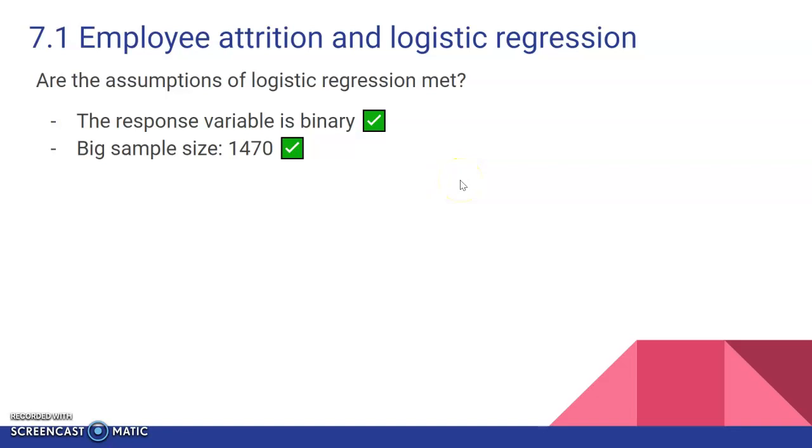And so, are the assumptions of logistic regression met? The response variable is binary, and then also a big sample size of 1470. So when thinking about some of these assumptions and if they are met in our regression, these check off both of those options.